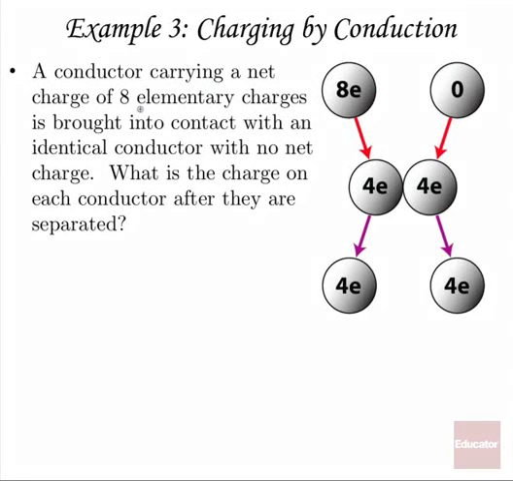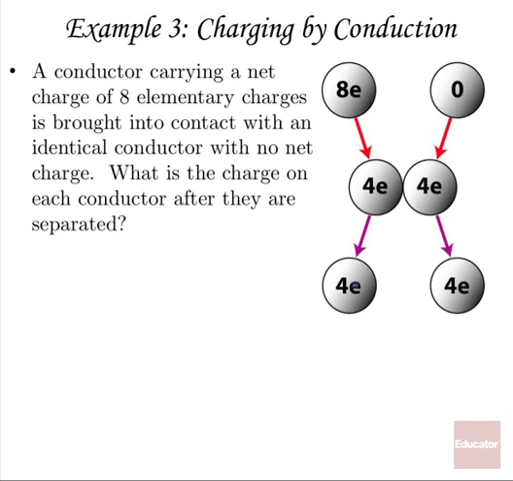A conductor carrying a net charge of 8 elementary charges is brought into contact with an identical conductor with no net charge. When they're brought into contact, because they're conductors and charges can move freely, those charges, those 8e, they're all positive. That's a positive charge. They're going to repel. They want to get as far apart from each other as they can. So they split up, so you get 4e on each conductor. If those conductors are identical, you get the exact same charge on each. Then if you split them apart, you now have 4 elementary charges on each object.